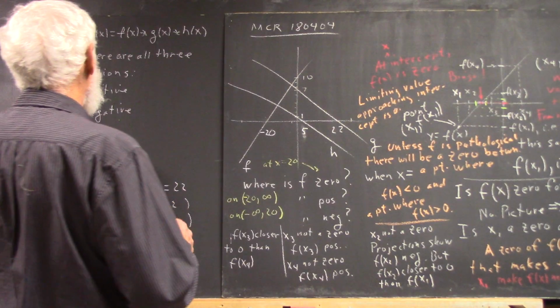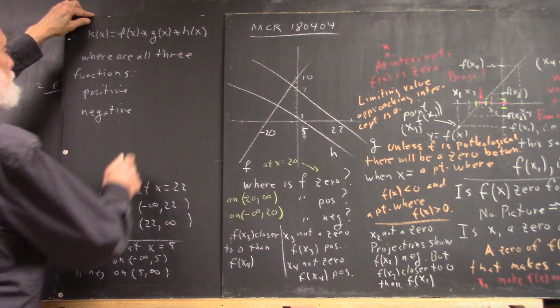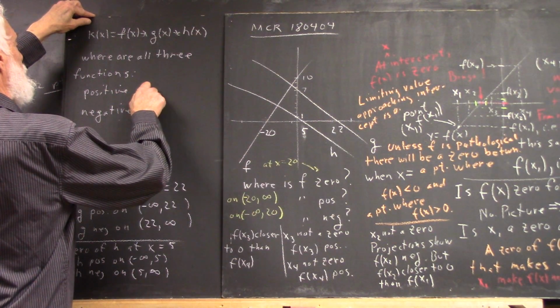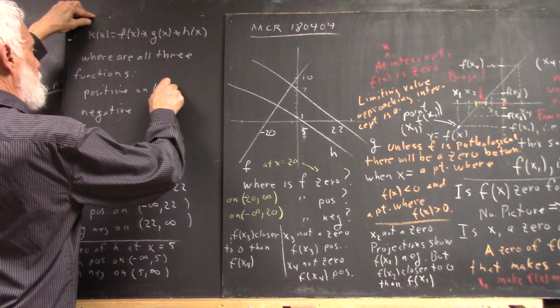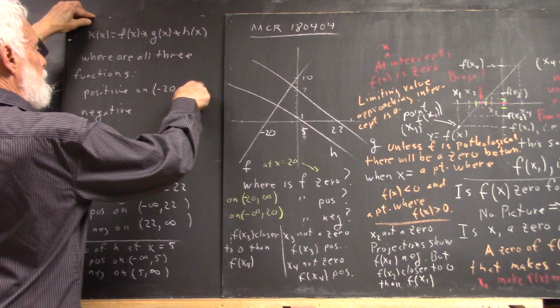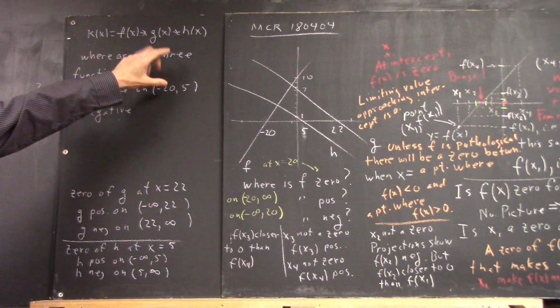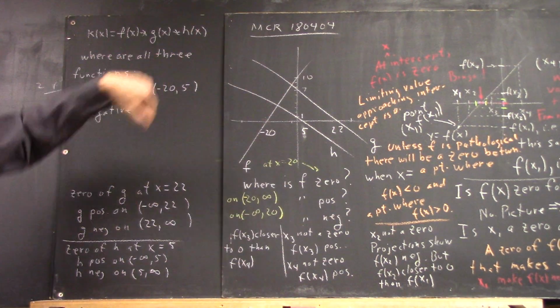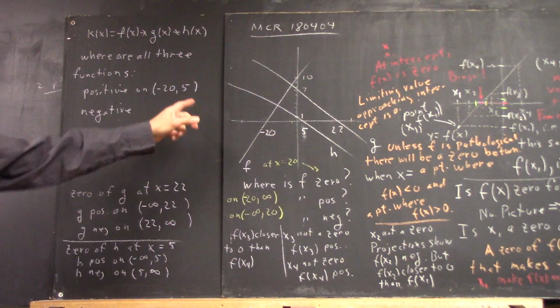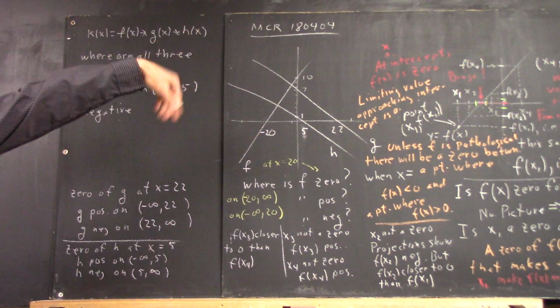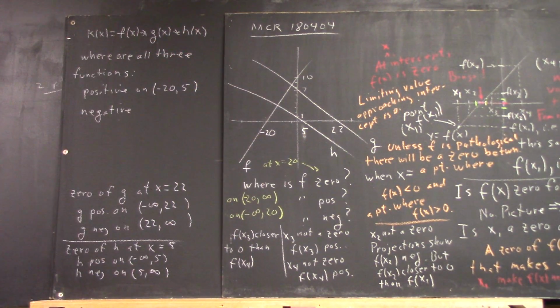So, one way or another, they're all positive on the interval negative 20 to 5. Open interval. Doesn't include negative 20 because that's a parenthesis, not a bracket. Okay? Doesn't include 5 because that's a parenthesis and not a bracket. Understand?